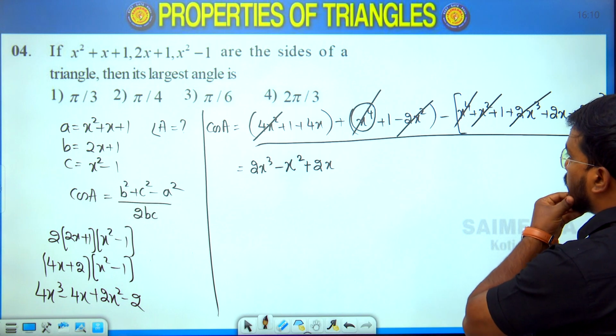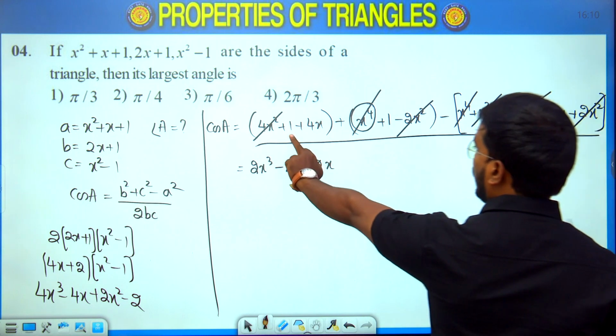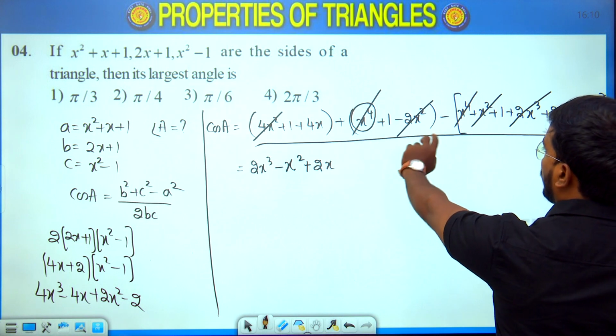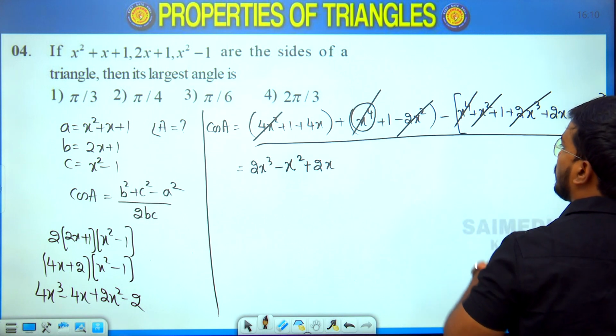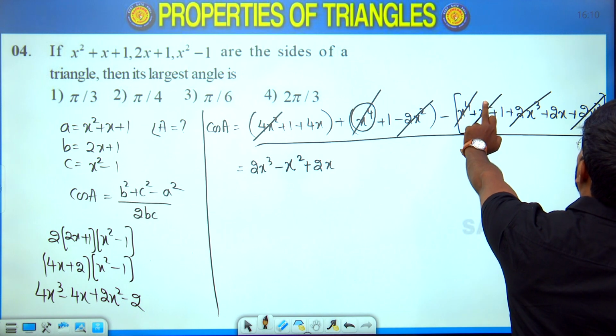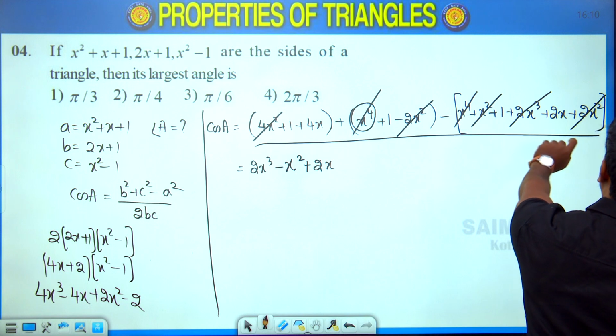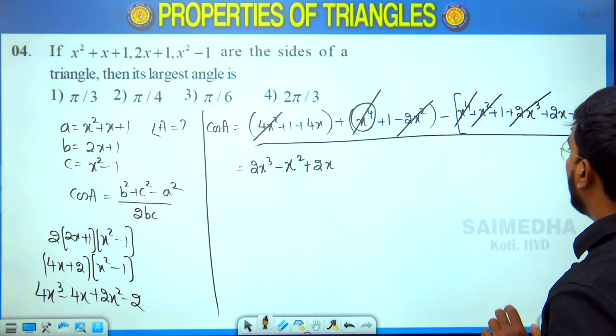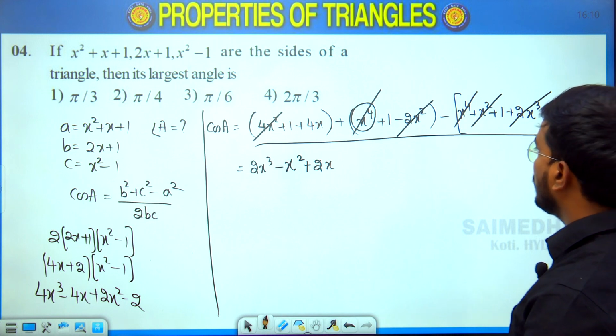Let me go through it one more time and check here. 4x square, this is 4x square, and this is minus 2x square. 4x square minus 2x square is plus 2x square. Plus 2x square, and this is minus x square. Minus x square is x square. This is minus 2x square, right? So, minus 2x square is going to give you minus x square. Let it be. Let me check.